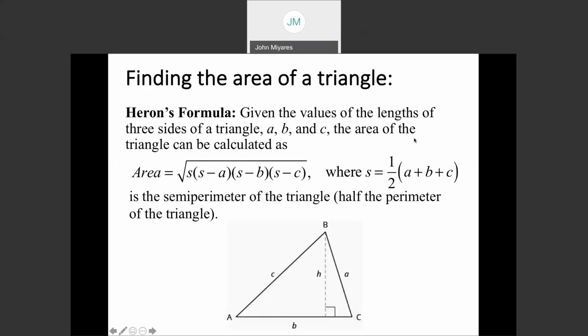Now, you're probably wondering why we would want to have a formula like this when we have a perfectly decent formula for the area of a triangle, which just involves taking half the base times the height. Well, in this case, we might not be given the height of the triangle. We might only be given the lengths of the sides of the triangle. So this gives us an alternate approach to finding the area of the triangle without first having to find the height, which sometimes in situations like this can be very difficult.